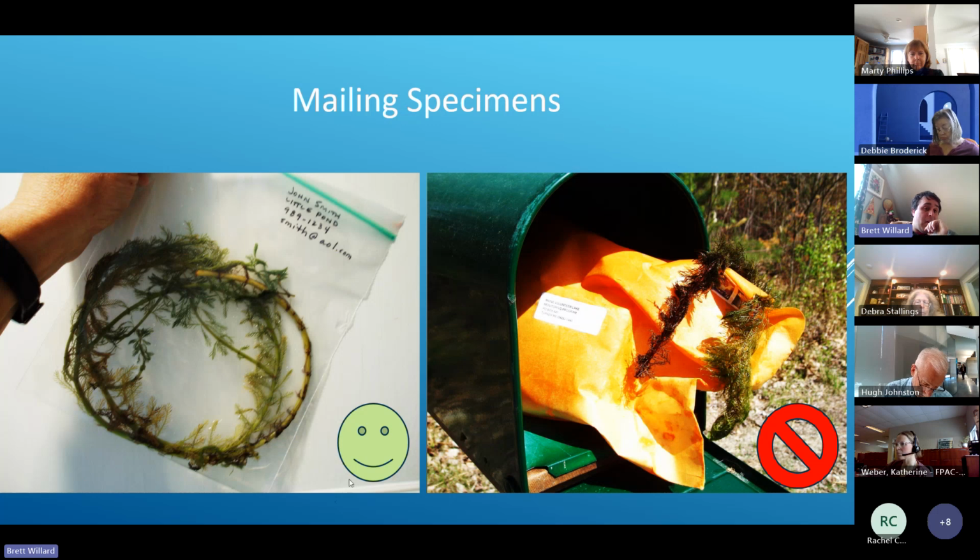You can even mail us specimens. Put it in a double-sealed plastic bag with water and send it to us in a sturdy box. We'll take a look at it and tell you if we can tell what it is. Don't just put it in a paper envelope. It goes through the rollers. It'll squish and it'll look like this in our mailbox, and I don't want to have to clean it out.